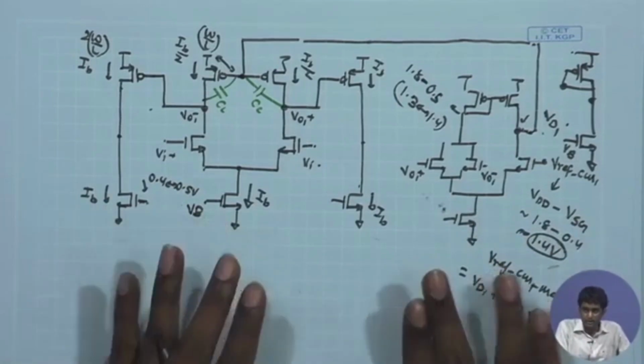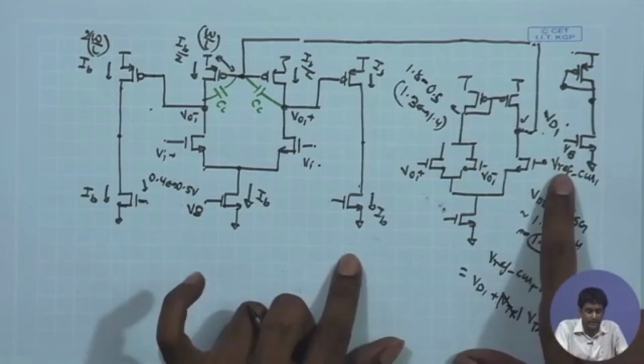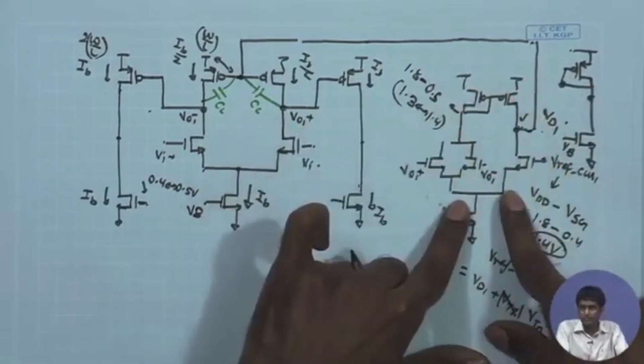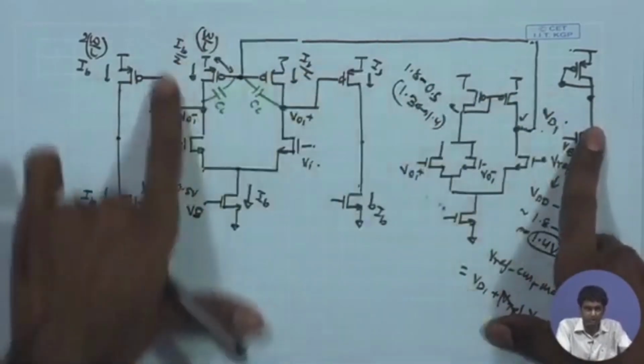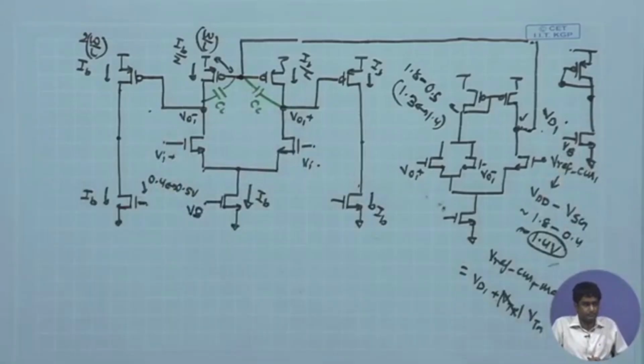Any doubt in whatever I just did regarding the DC biasing, regarding choosing the VREF, and why this particular amplifier with NMOS as input and PMOS as load is suitable for biasing this PMOS gate? Sir, can it affect the swing?